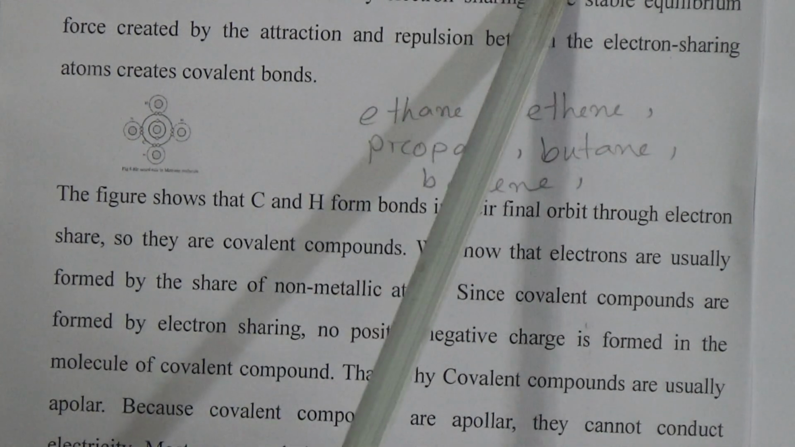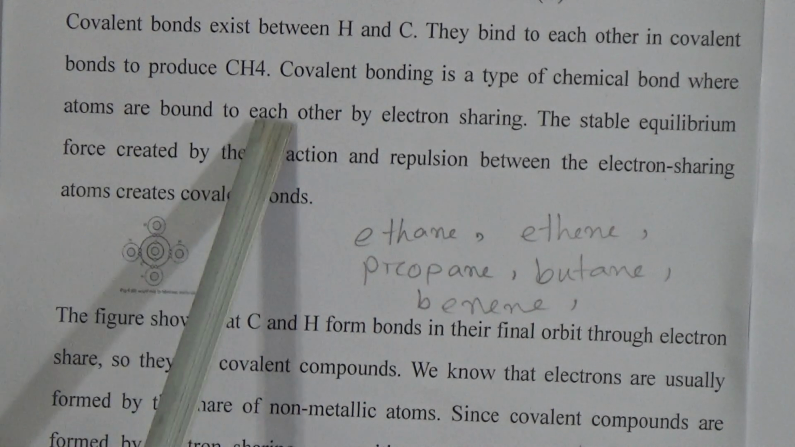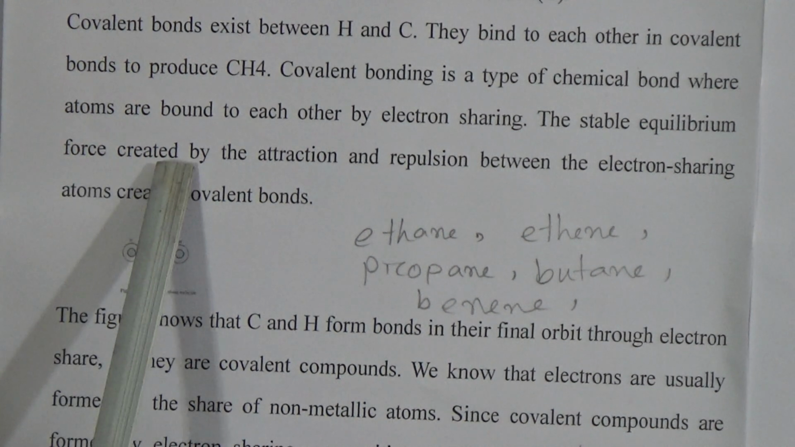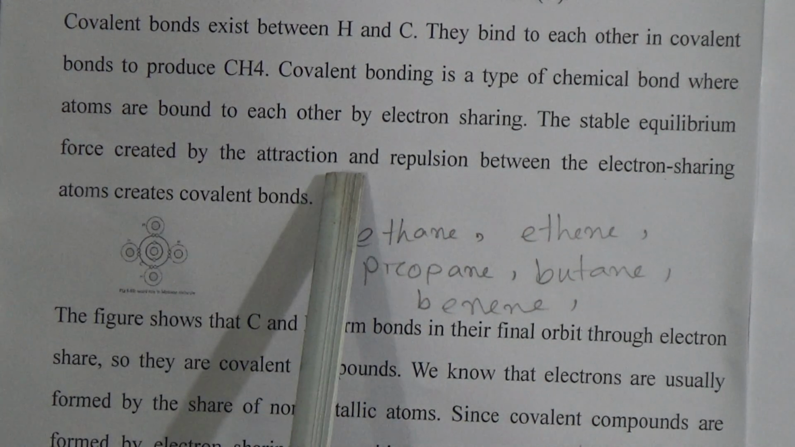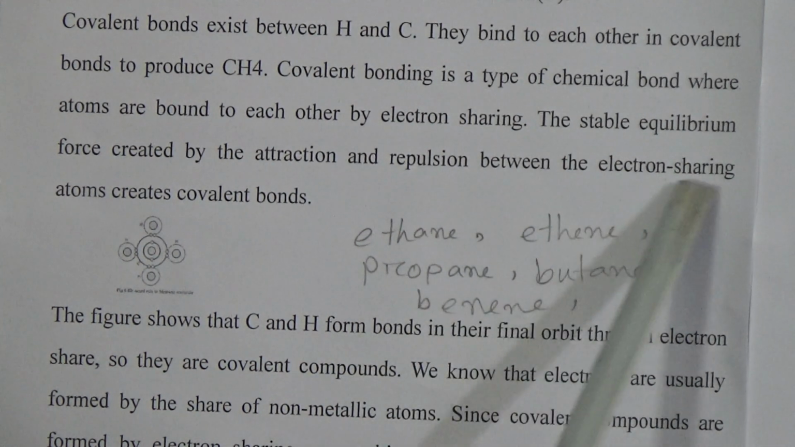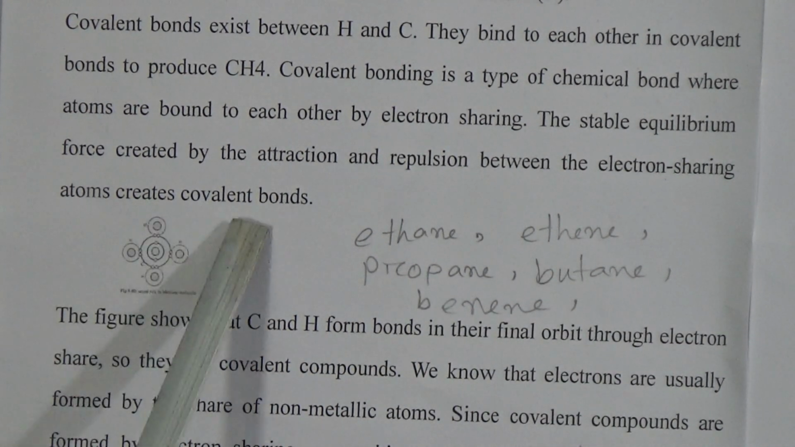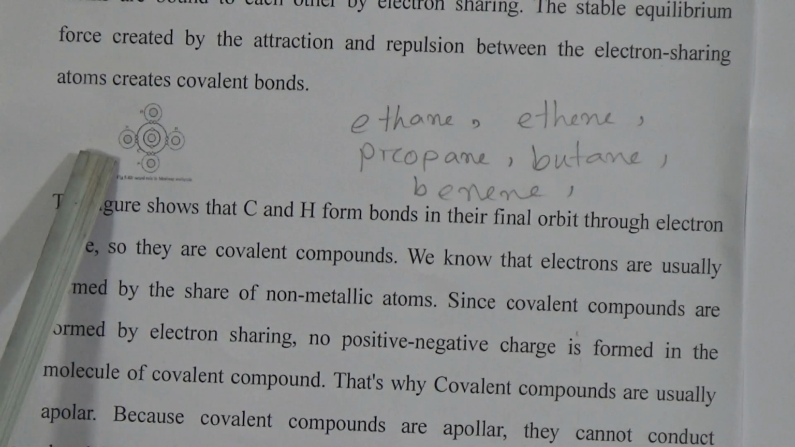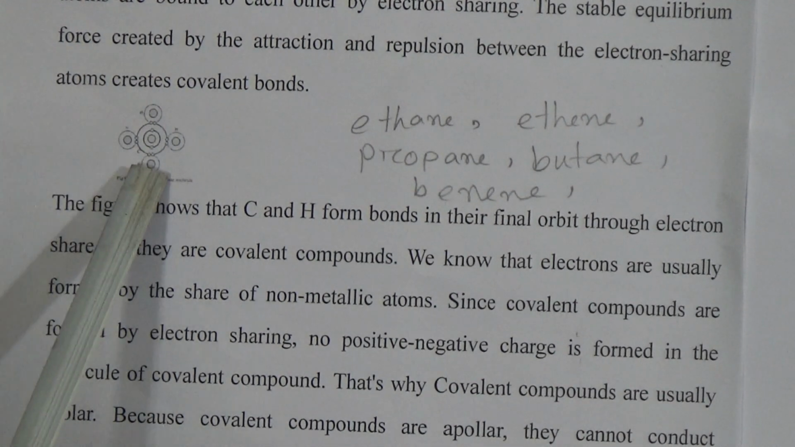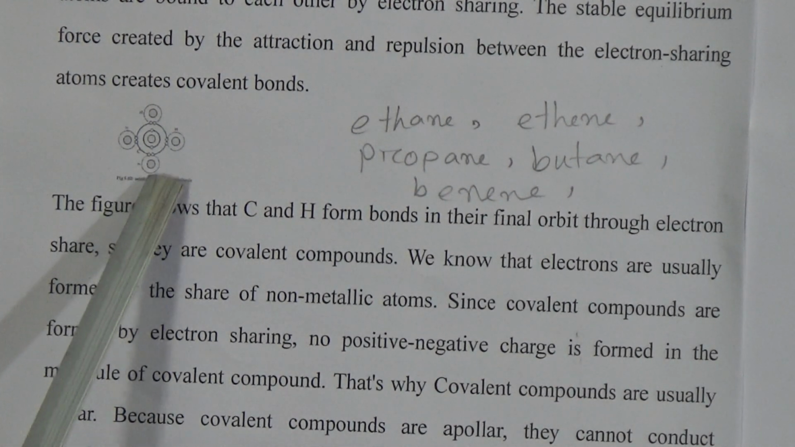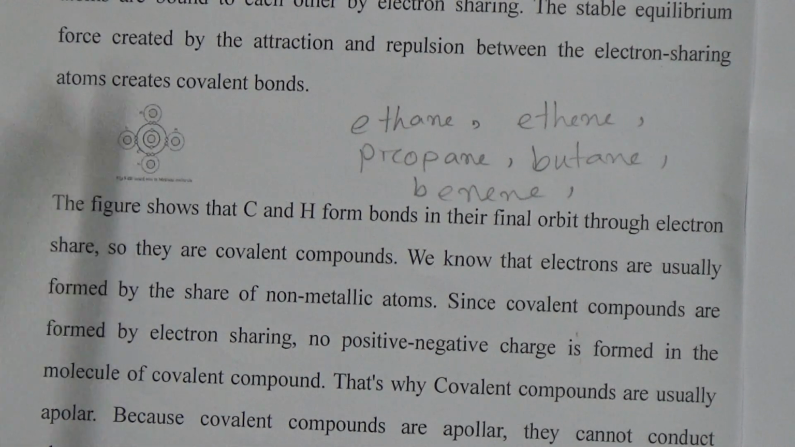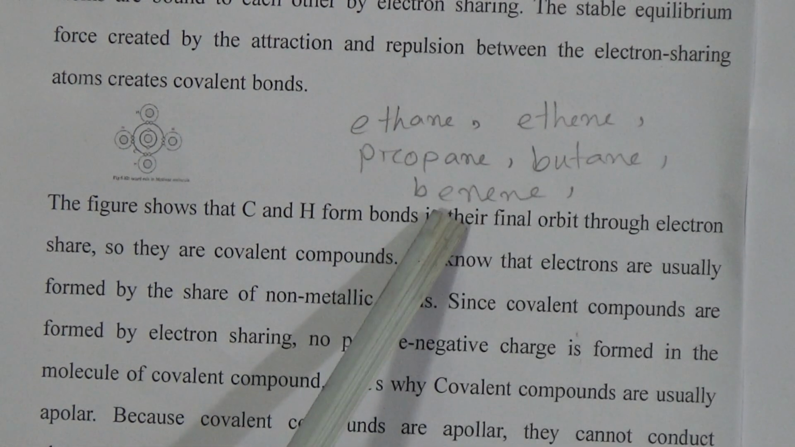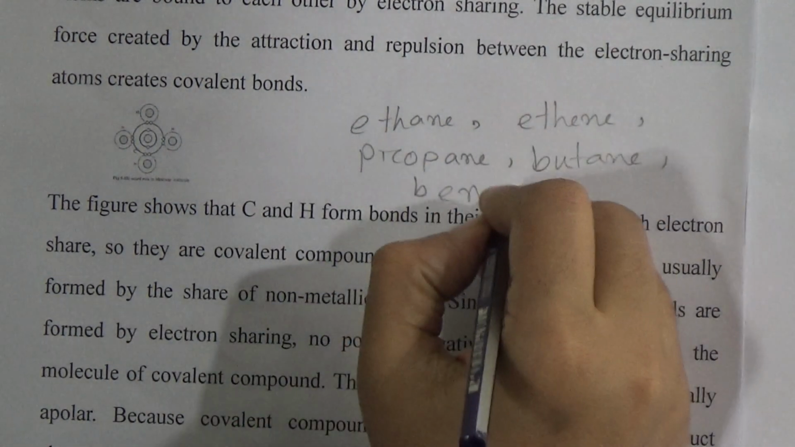Covalent bonding is a type of chemical bond where the atoms are bound to each other by electron sharing. The stable equilibrium force created by the attraction and repulsion between the electron sharing atoms creates covalent bonds. Dear students, that picture I have taken from your book, that is the methane picture given in the octet rule, and you can easily find the atomic figure of ethane, propane, butane, benzene.